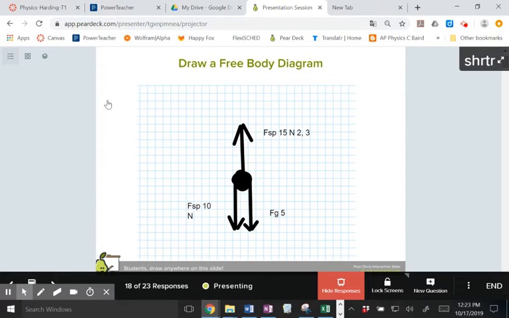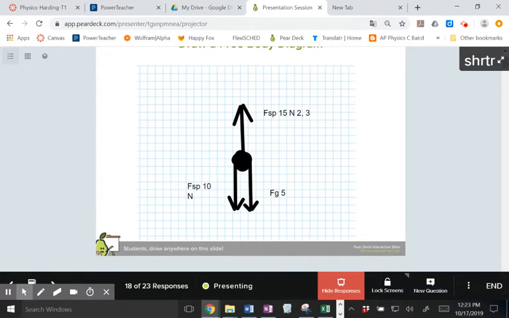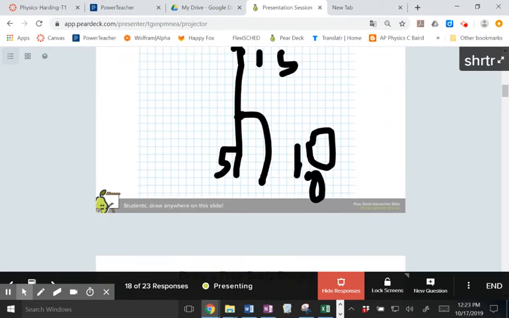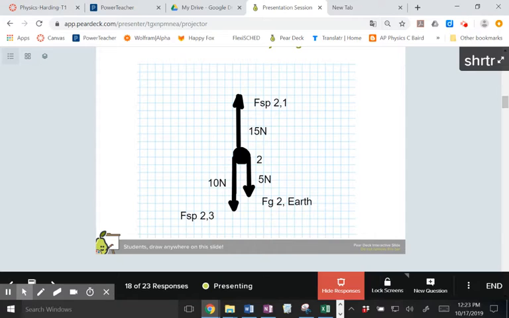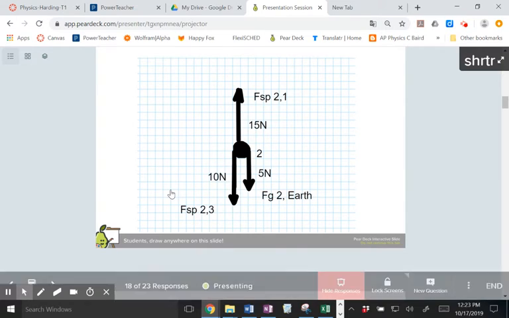All right. So we've got 2,3 upwards, 15 newtons. Got an FG of 5. We got a smoosh push of 10 down. Who's got all my labeling for me? There we go: 2,1, 2, Earth, 2,3. Okay, so these are all of differing values.